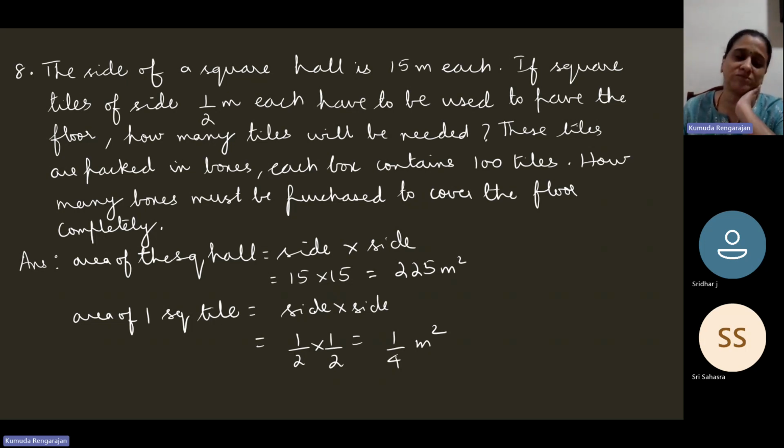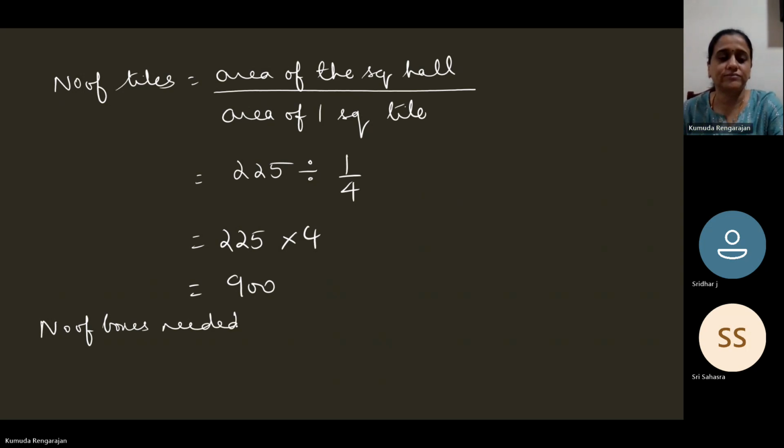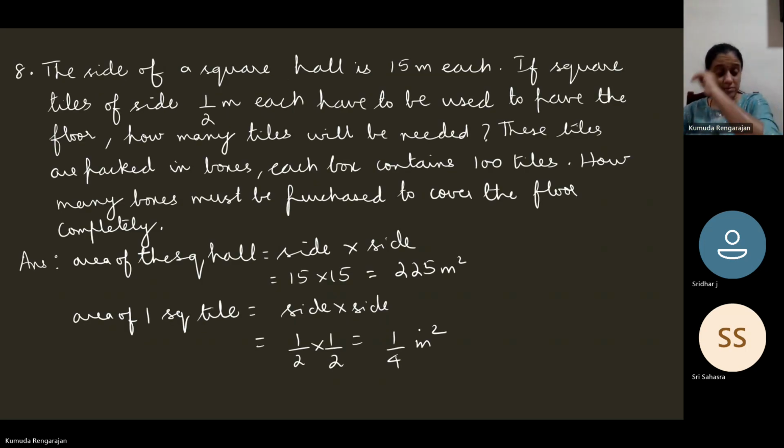How many boxes must be purchased to cover the floor completely? 9 boxes. One box has 100 tiles. You need 900. So 9 boxes. Right. Number of boxes needed is equal to 900 by 100, which is equal to 9. Please write down the question and complete the answer.